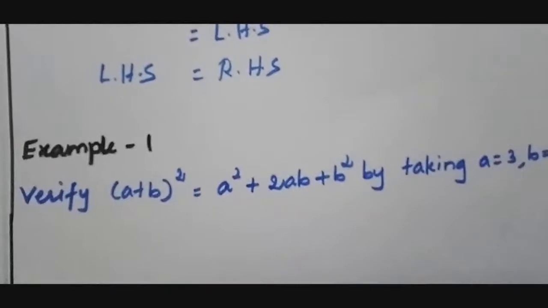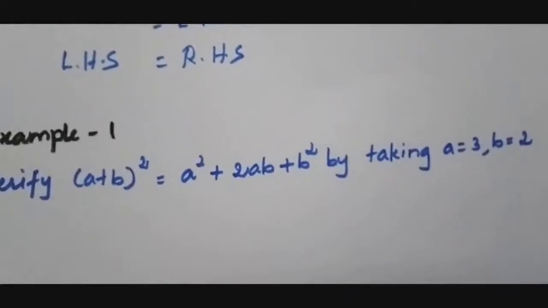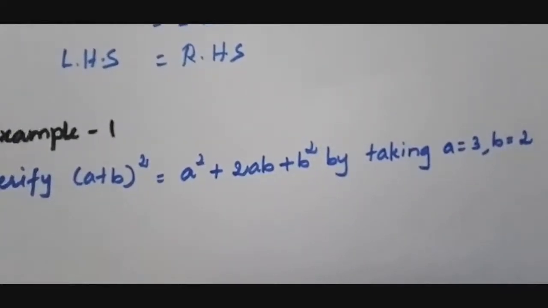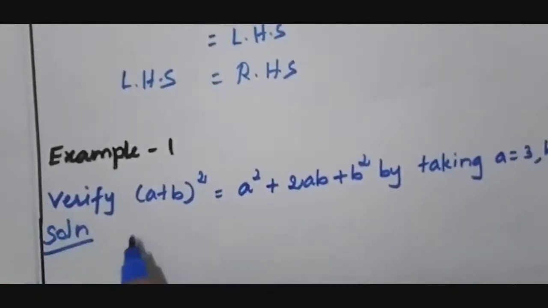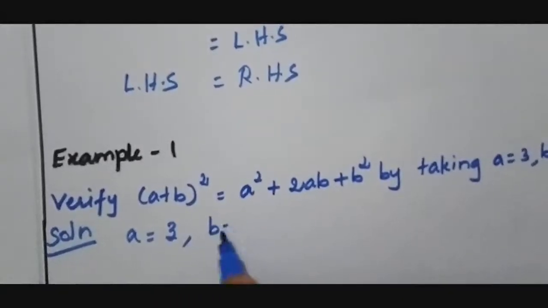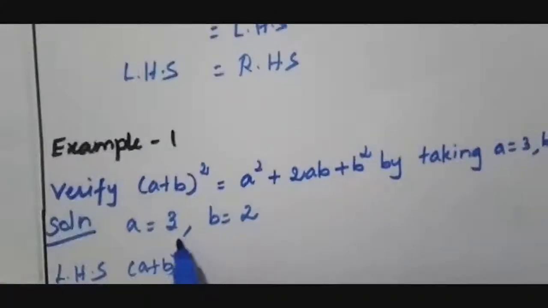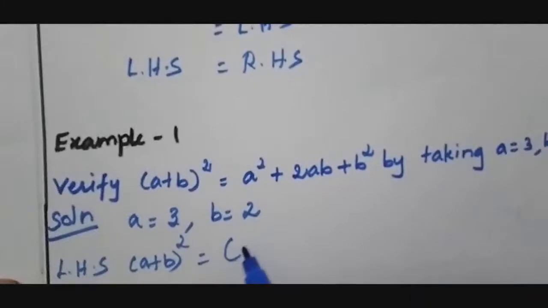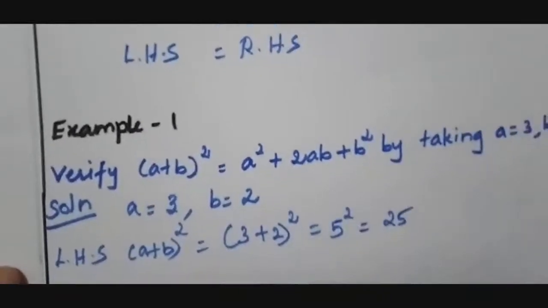Example 1, verify a plus b the whole square is equal to a square plus 2ab plus b square by taking a is equal to 3 and b is equal to 2. Now let us solve this one. The value of a they gave in the question is 3 and the value of b is 2. Now substitute these values in the LHS. LHS is a plus b the whole square. Now substitute the values of a and b. A is 3 and b is 2. 3 plus 2 the whole square is 5 square. 5 square is 25.